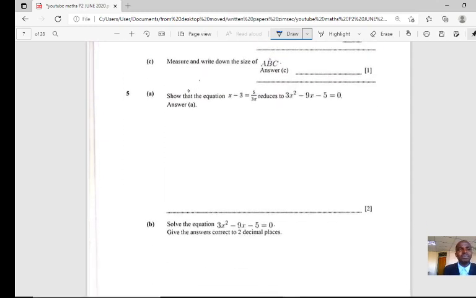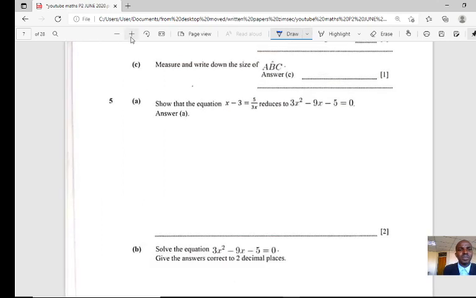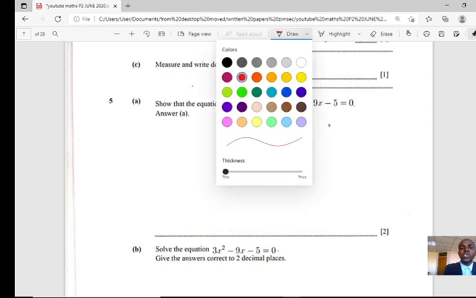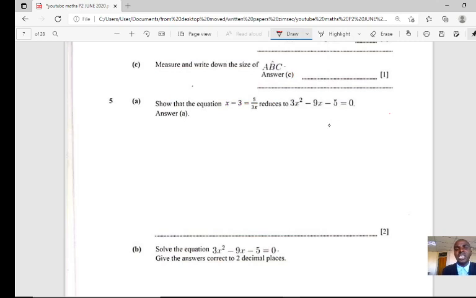Question number 5, it says, show that the equation, that one given on your screen, reduces to that one. So you have to show. These are equations with fractions. How do you solve equations with fractions?